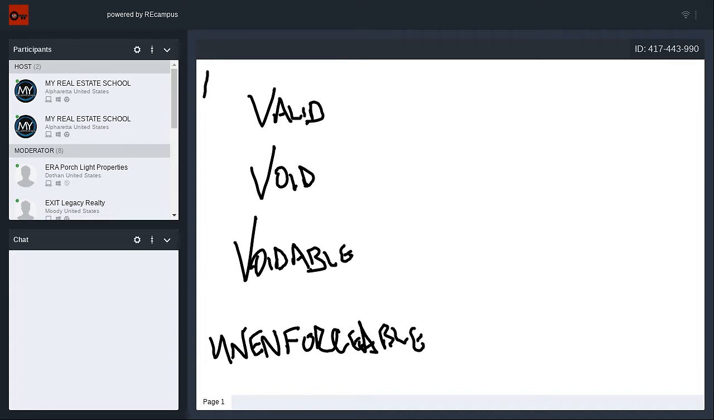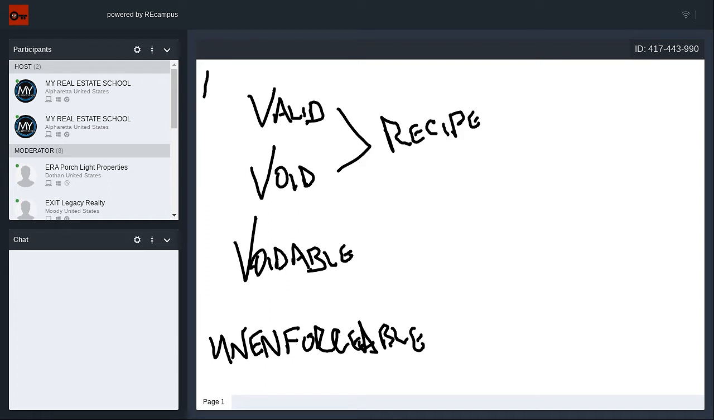So valid and void, guys, don't waste your ink. There's not a lot of notes for you to take. Valid and void just has to do with whether the recipe is complete or not. We just went over the recipe. If the recipe has all of the legal requirements, it's a valid contract. If it's missing one or more of those ingredients we went over, it's void. So really, again, recipe, that's all, full or not.